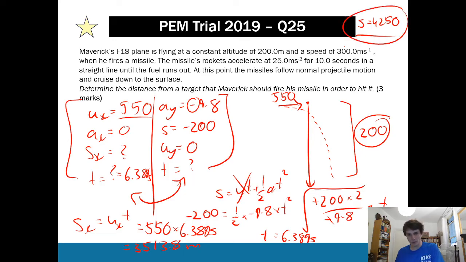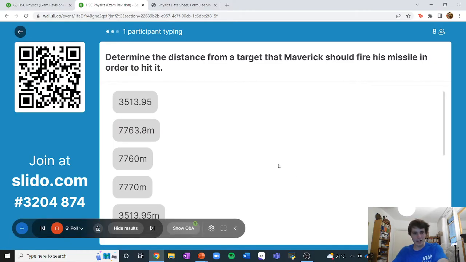3,513.8 meters. And so our total displacement, which, remember, is what we were looking for, how far away from the target we needed to fire the missile, is going to be the sum of these two. So add them together, 4,250 plus that 3,513.8, which gives us 7,763.82.